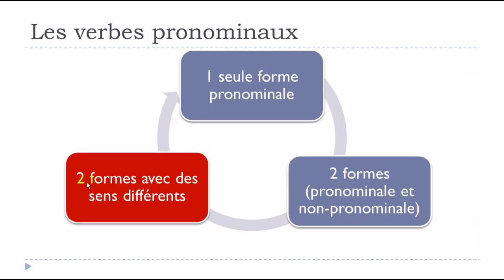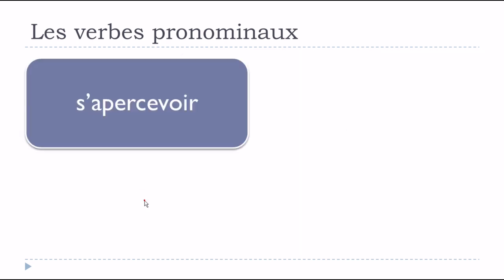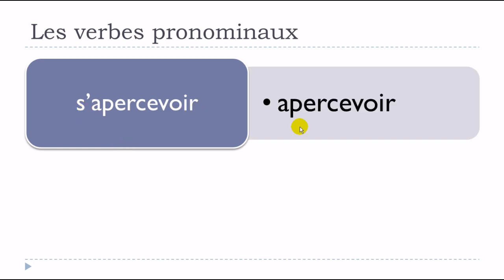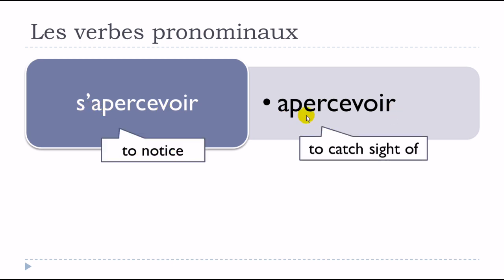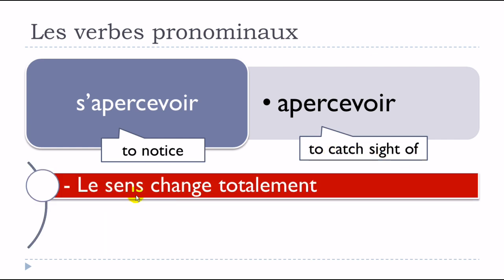that's it. So now, some verbs will have two forms, as I said, so the two forms will exist, but then, strangely, the meaning will change, and these two verbs will look alike, but the meaning will be really, really different. Well, an example like s'apercevoir and apercevoir here, okay? So s'apercevoir will mean to notice, and then apercevoir, to catch sight of. Okay, so le sens change totalement, so the meaning changes quite a lot.